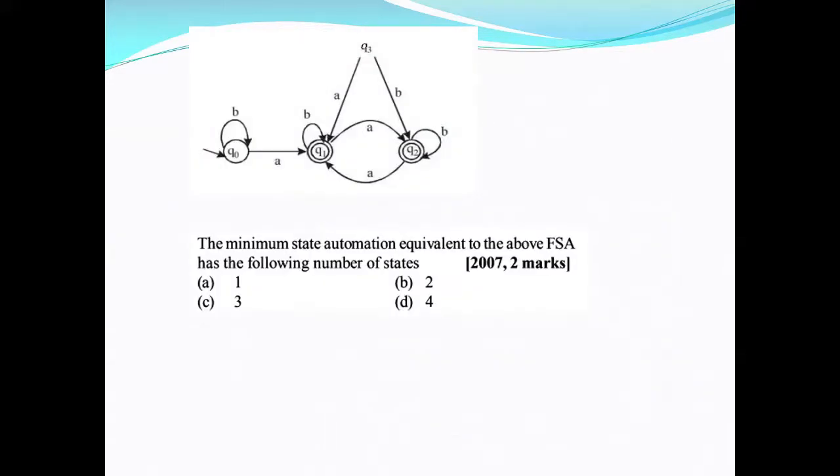Next. The minimum state automaton equivalent to the above FSA has the following number of states. How many states? We know the regular expression B star. You can combine these two. And this is not required for me. I can eliminate this, right?